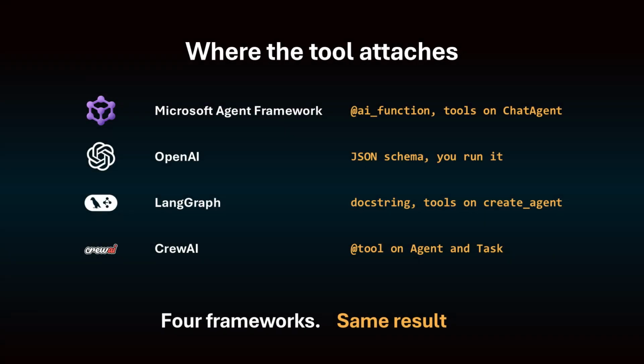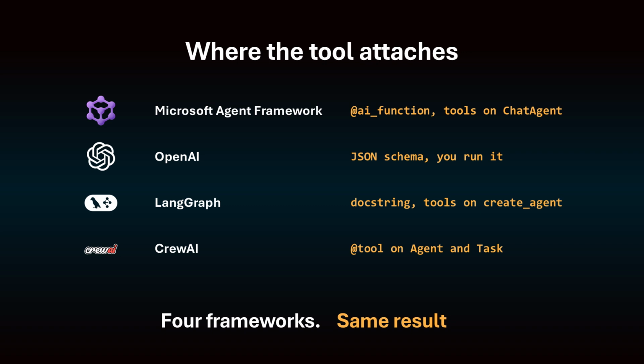4 frameworks. 4 ways to register a tool. Microsoft, with the AI function decorator. OpenAI, with a handwritten JSON schema you run yourself. LangGraph, with a plain function and its docstring. CrewAI, with the tool decorator on both agent and task. Different wiring. Same result. And one honest note before we wrap.